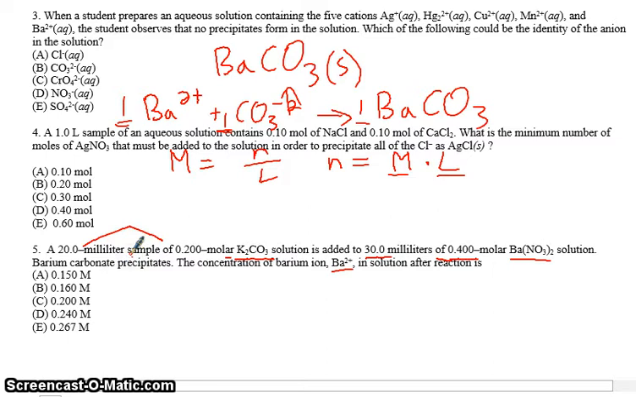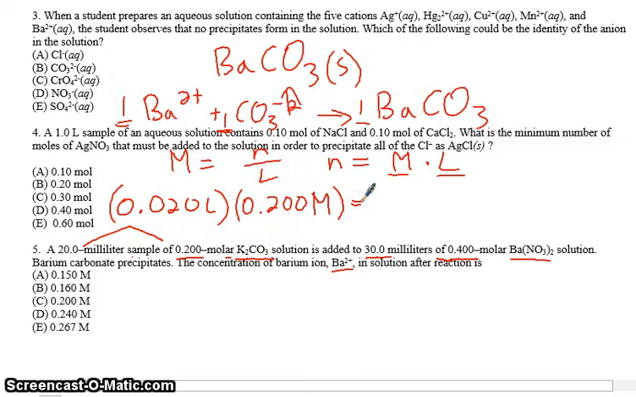We have 20 milliliters. Again, 20 milliliters is the same thing as 0.020 liters. And we'll multiply that by 0.2 molar. And you can say 0.2 with a big M at the back.